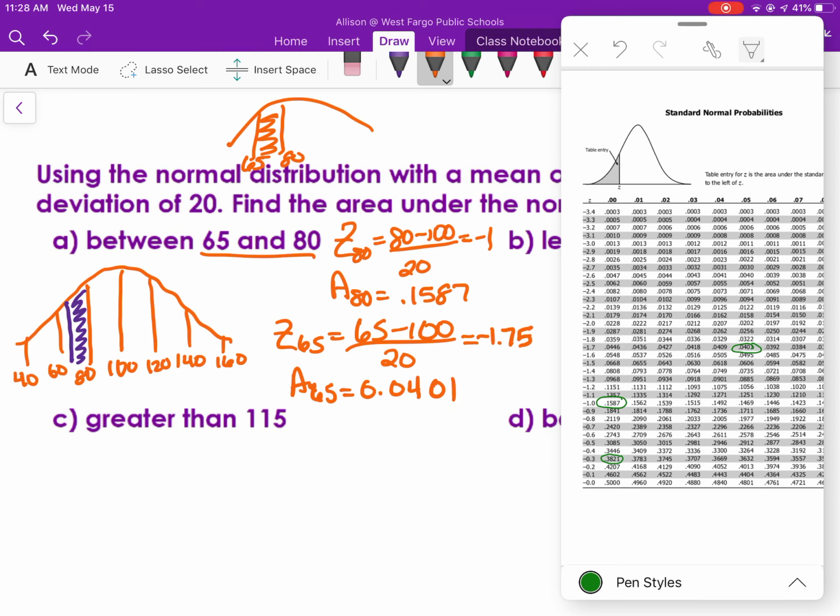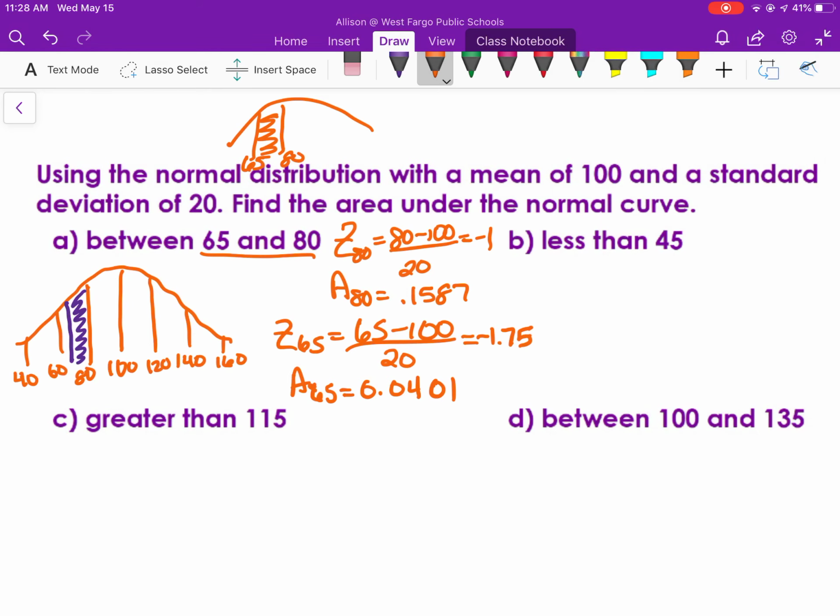So then if I want to find the area between them, I'm going to take 0.1587 and subtract 0.0401, and I'm going to end up with the area that's between them. So 0.1186. So about 11.86% of the data is between those two numbers.